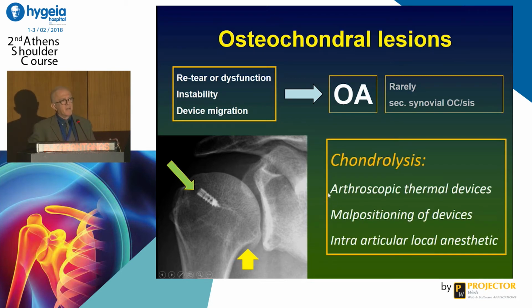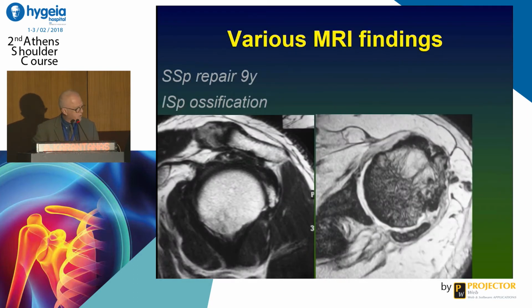Chondrolysis in general, that means destruction of the cartilage, results from either thermal devices used during arthroscopy, malpositioning of the devices as we've seen before, and large volumes of intra-articular local anesthetic. That's an important issue, and now we tend to use just 1 or 2 mLs, particularly in arthrograms or therapeutic injections.